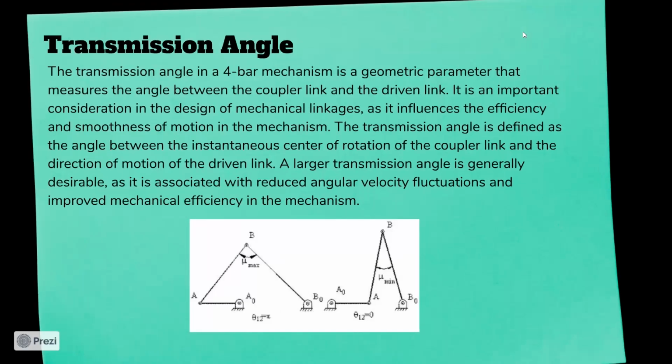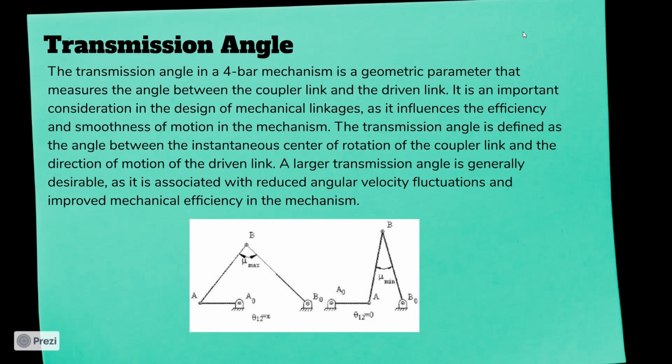Next, the transmission angle. The transmission angle is a geometric parameter in a 4-bar mechanism that measures the angle between the coupler link and the driven link. It is essential in the design of mechanical linkages because it affects the efficiency and smoothness of motion in the mechanism. A larger transmission angle is generally preferred for the following reasons.